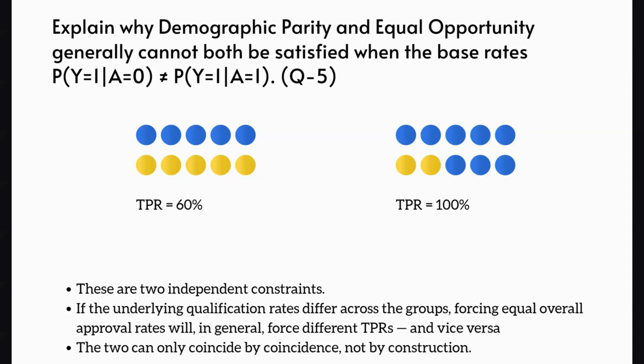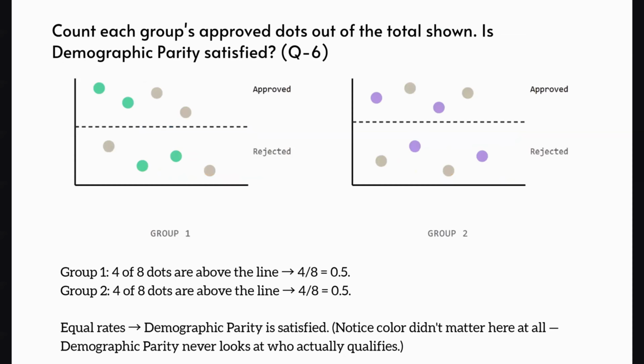The question that actually comes in the exam. It's better to visualize it this way. Exam questions give you these graphs. So think of it as you are given these two graphs and you are just asked, does demographic parity hold? Try. Do you think it is satisfied?